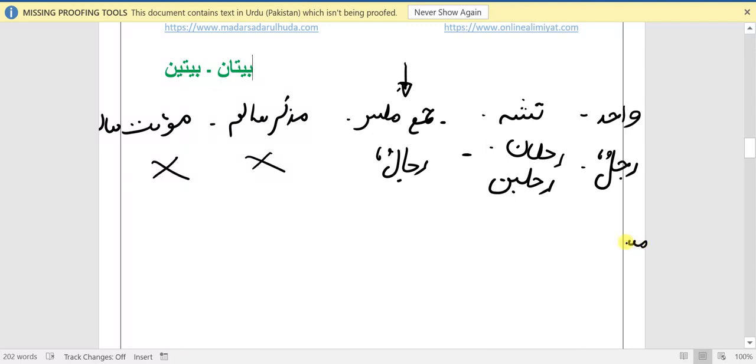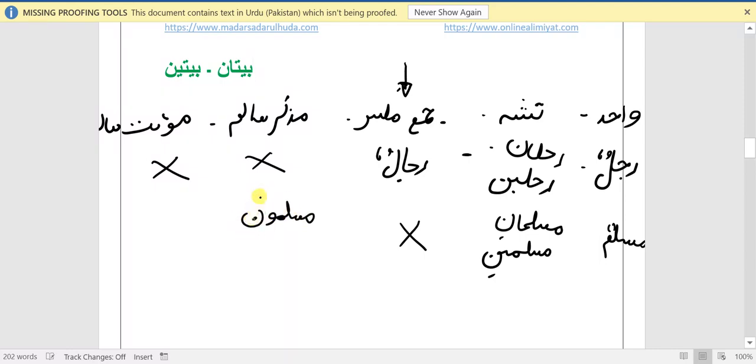Another example, Muslimun. Tasniya of Muslim is Muslimani or Muslimaini. Jama Mukassar is not available for Muslim, it's Muzakkar Salim, so Muslimuna or Muslimina. Now you may be wondering that the Tasniya also has noon and Jama Muzakkar also has noon. So how can we distinguish between the noon of Jama and Tasniya? It's easy. The noon of Tasniya has kasra on it, while the noon of Jama has fatha on it.